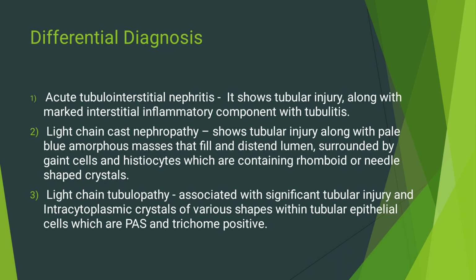Light chain tubulopathy is associated with significant tubular injury and intracytoplasmic crystals of various shapes within tubular epithelial cells which are PAS and trichrome positive. In all these three conditions, immunofluorescence shows a particular type of staining which is absent in acute tubular necrosis, which helps to differentiate it from other types of tubulointerstitial diseases.